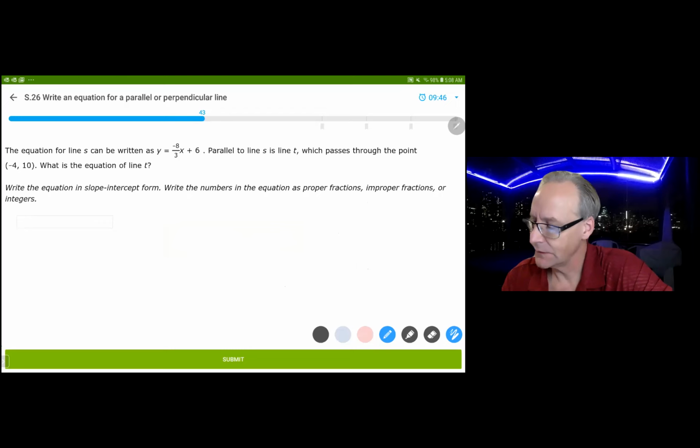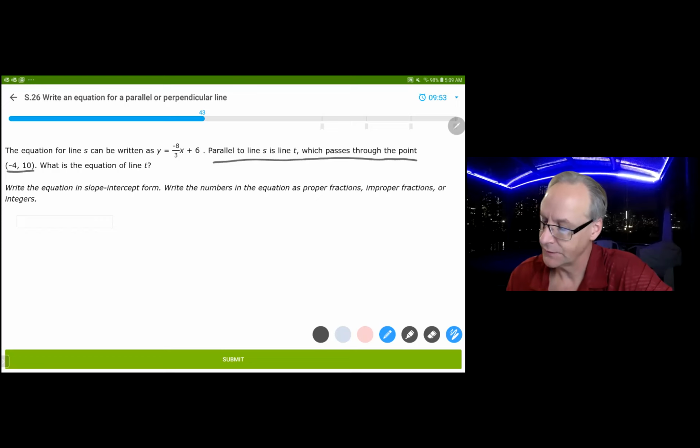Oh, it's going slow today. Okay, we want it parallel, and we want it to pass through the point -4, 10. So parallel means that we want that slope. Y is 10. The slope is -8/3. The x is -4, and it's plus b.